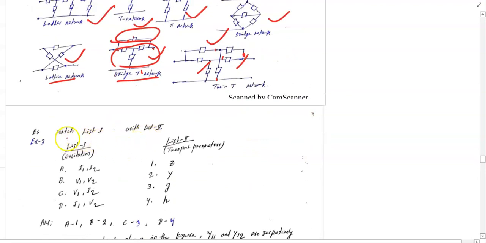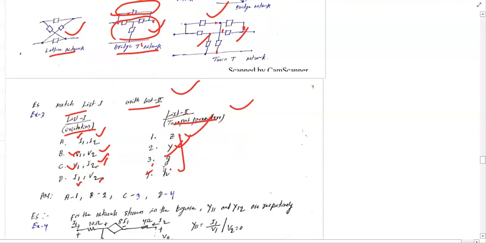This is an ES question. Match list 1 with list 2. List 1 is the excitations. List 2 is the two-port parameters. Which excitation is related to which type of parameters? When the excitation in both ports is current, obviously it is Z, correct. When the excitation in both ports is voltage, it is Y, correct. And when the excitation at the input is V1 and at the output, port 2, is I2, it is G, correct. Excitation I1 and so on. The same sequence has been given here.